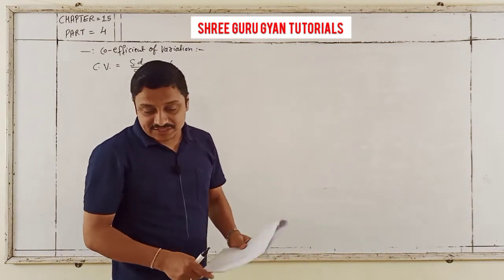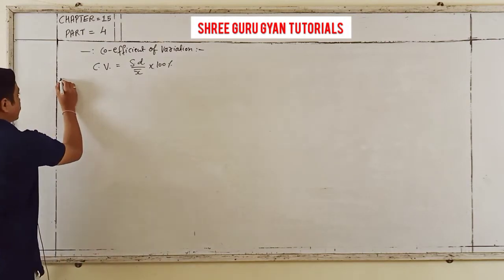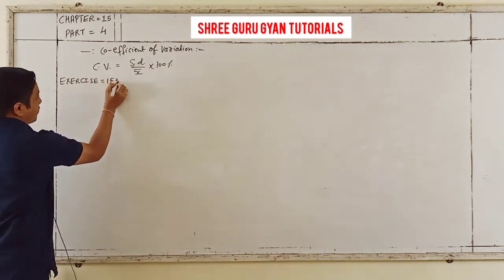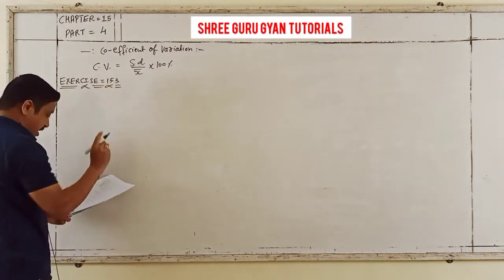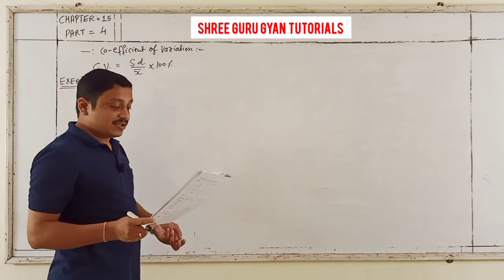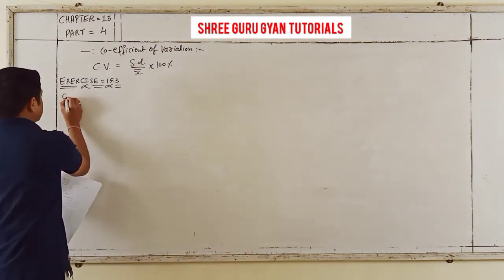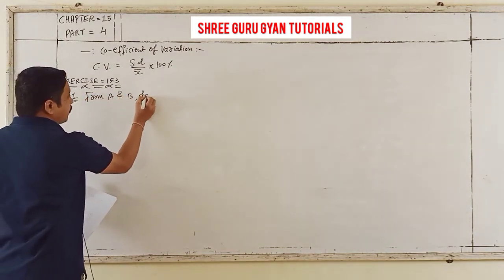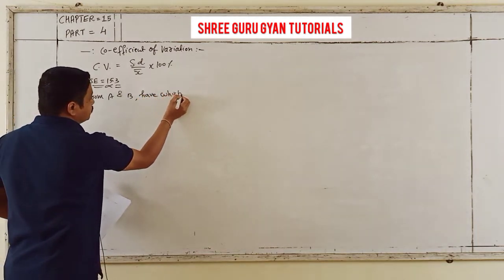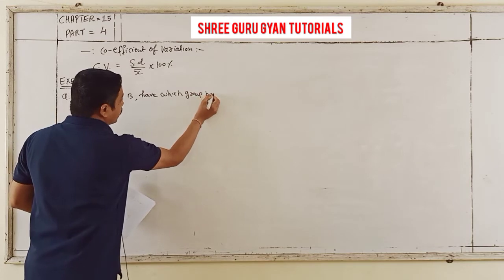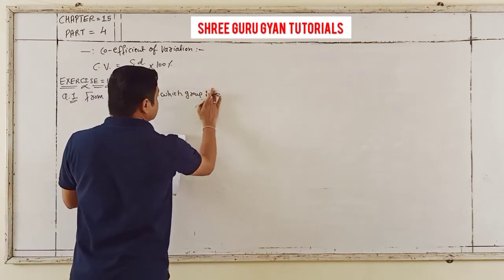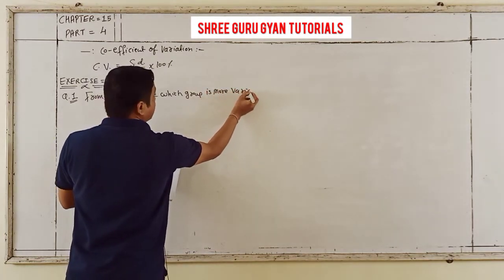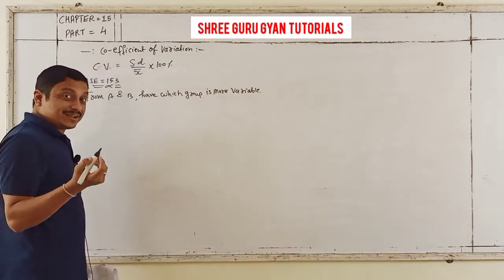Now we are going to our exercise 15.3. Find out from the given data: we have A and B, two groups. Decide which group has more variation, which group is more variable. So it is very easy, see, we define that, and it is a big numerical.